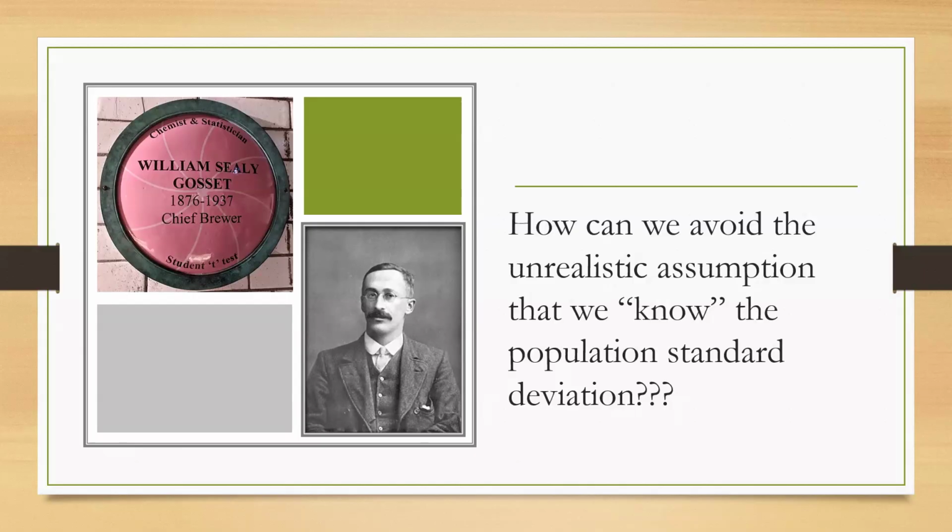And our ability to do this is thanks to this gentleman, William Gossett, who in the early 1900s was working as the chief brewer and statistician at the Guinness Brewery in Ireland. So he was concerned with this very idea. How does the population distribution relate to a sample distribution?